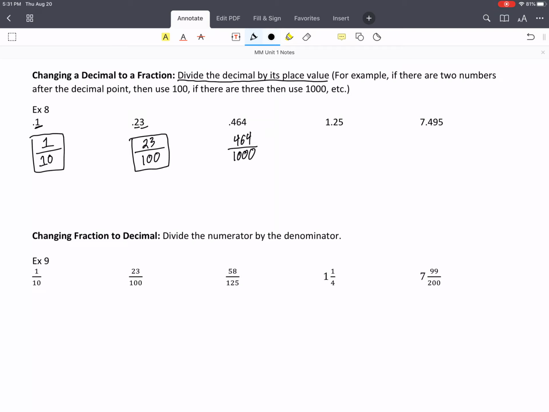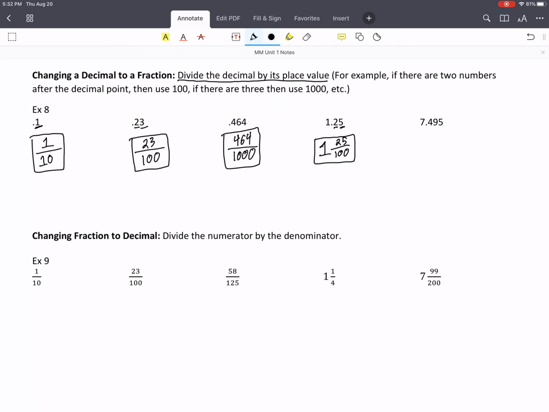Ooh, this next one gets tricky. So we have 1.25. So remember that 1 is a whole number, so we don't need to actually do anything to it. So that's where the little trick comes in. And then we look at tenths, hundredths. So then we take 25 and divide it by 100. So that's how that one would go.